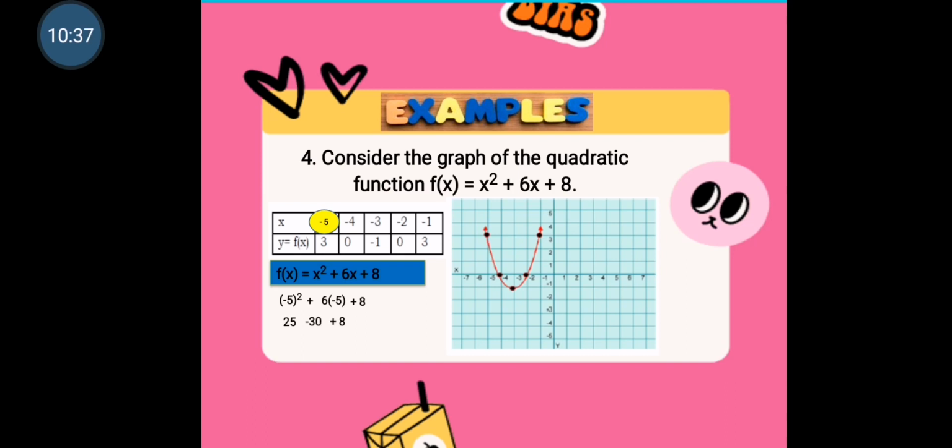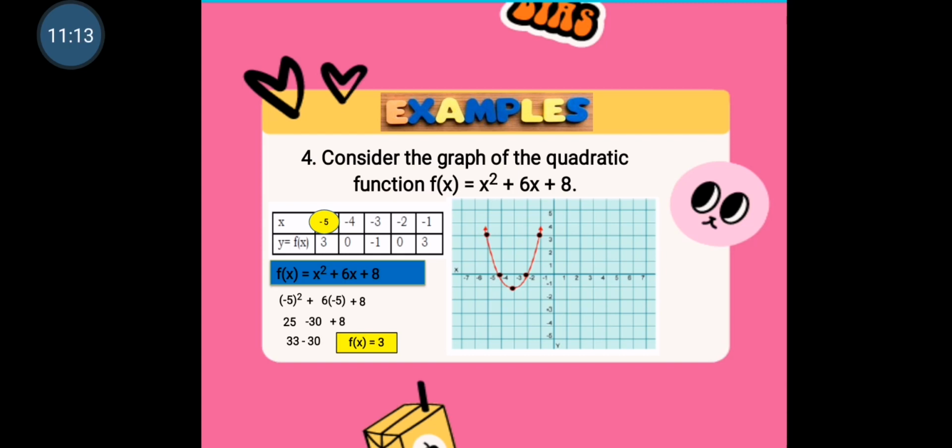And then, sa parte na ito, ang gagawin natin is combine like terms. So, ang common terms po dito is positive 25 and positive 8. So, 25 plus 8 is 33 minus 30. So, ang function of x or the value of y is positive 3. Ayun, kaya po naging ganon. When x is negative 5, so ang value po ng y is 3. And kung itatry din po natin i-substitute si negative 4 sa x, so ang value ng y is 0.